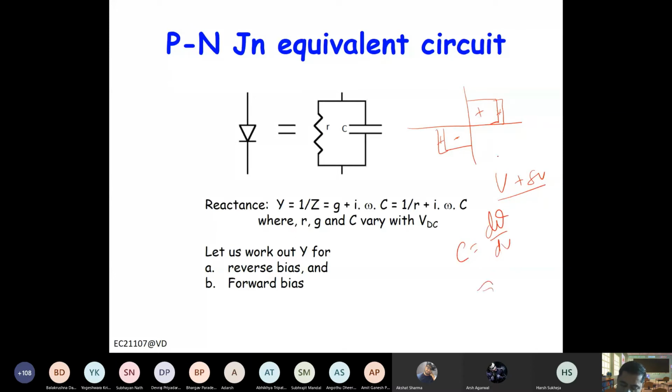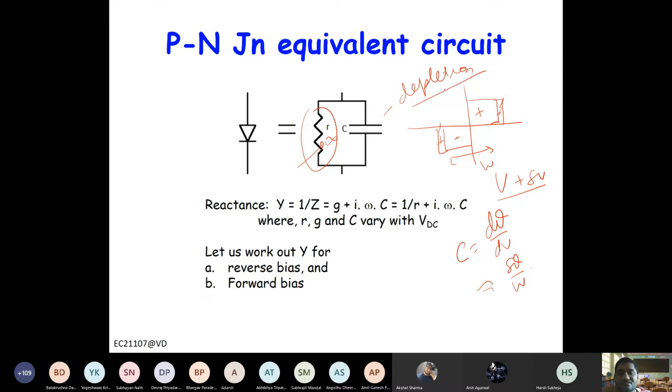Or you can also say, because charge is added at this width W, the added charge divided by W will be the capacitance. Now this resistance is usually pretty large in reverse bias, so it goes to infinity basically. So in reverse bias you just have this capacitance, right? Now this capacitance is due to the depletion charge, so we call this one the depletion capacitance.